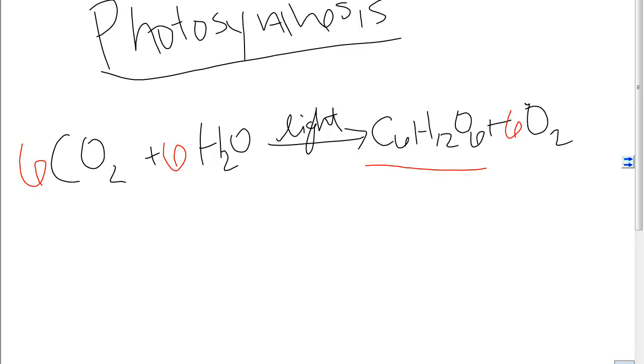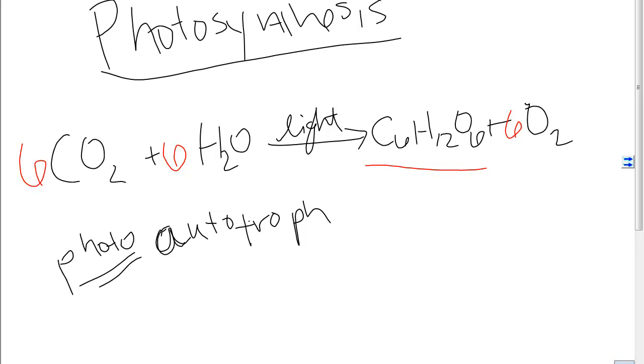Remembering that all autotrophs, particularly photoautotrophs, are the only ones that undergo photosynthesis. And there are also some organisms called chemoautotrophs that will undergo chemosynthesis. So chemoautotrophs do not undergo photosynthesis. They undergo chemosynthesis.